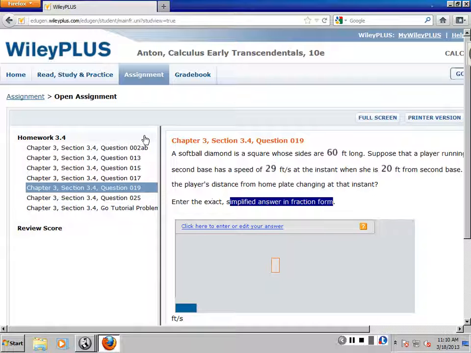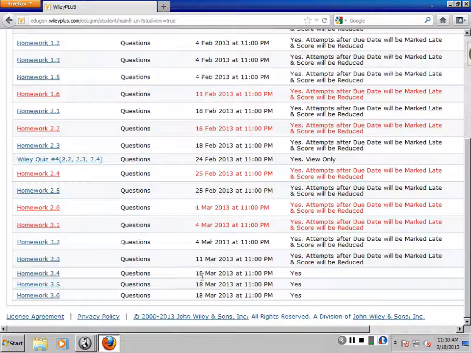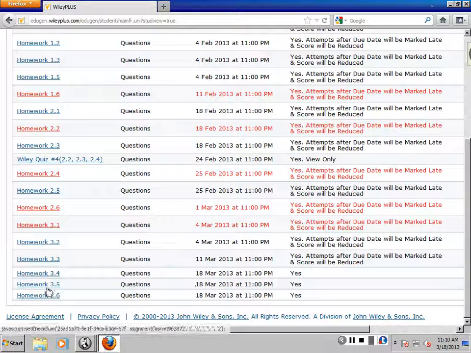Any other questions on Wiley? So again, I'm going to push these three back to be due Wednesday at 11 p.m. Give you a little bit extra time, and your quiz will be over these three sections. Very similar to what you've seen on Wiley.